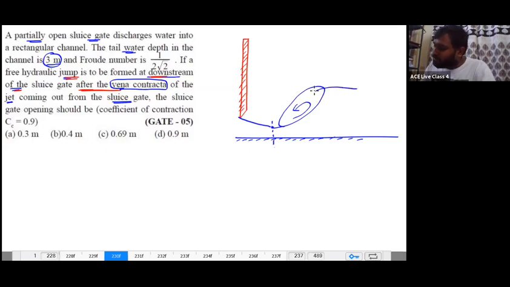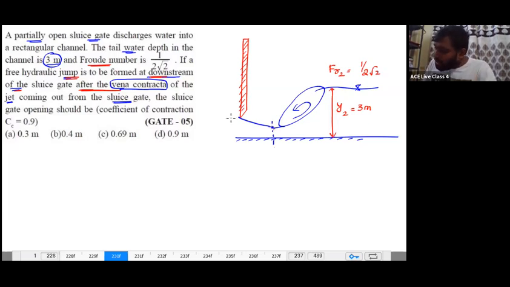Yes or no? Now, whatever the tailwater, they are not saying the hydraulic jump forms away from the vena contracta. Did they? No. They are saying the hydraulic jump is formed at the vena contracta, meaning just after the vena contracta. Now, whatever tailwater depth they mentioned, y2 is equal to how many meters? 3 meters. And you see the Froude number 1 by 2 root 2, which is less than 1. FR2 is nothing but 1 by 2 root 2.